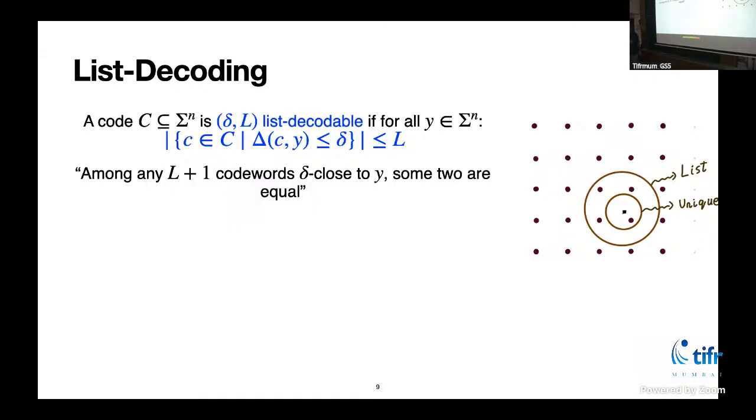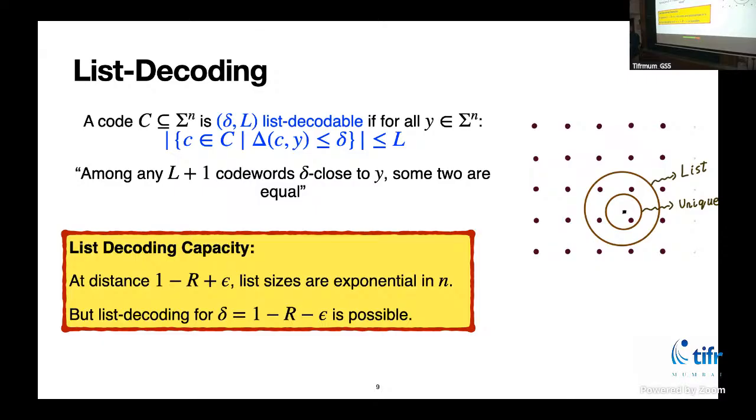And a slightly weird perspective on this is: among any L plus 1 code words that are delta close to any element, two must be equal. And it will maybe become clear why I want to take this perspective. So list decoding capacity says that, okay, I'm lying somewhere here a little bit, but basically, at distance 1 minus r plus epsilon, list sizes are going to be exponential. So you can't do list decoding ever. And there are codes for which at distance 1 minus r minus epsilon, list decoding is possible. So we don't know this for standard Reed-Solomon. The question is, for what codes do we know this?